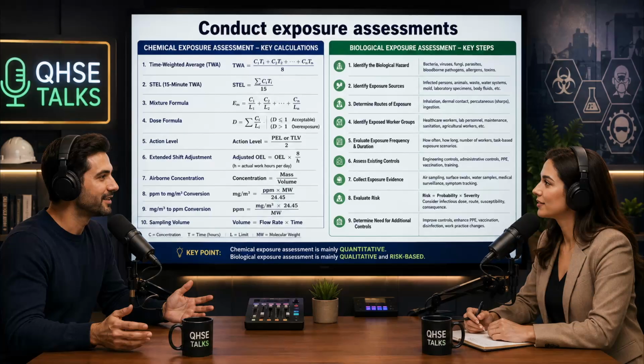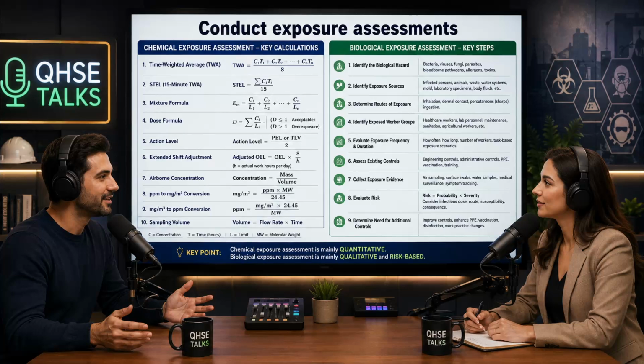The criteria are absolute. A STEL is defined as a maximum 15-minute time-weighted average exposure. You cannot exceed the STEL concentration for more than 15 minutes. Okay, 15 minutes max. Second, you cannot hit that STEL level more than 4 times in a single workday. 4 times max. And third, there must be at least 60 minutes between those successive STEL exposures.